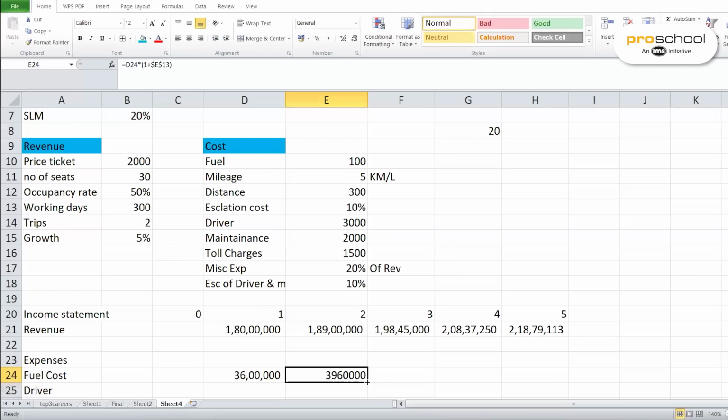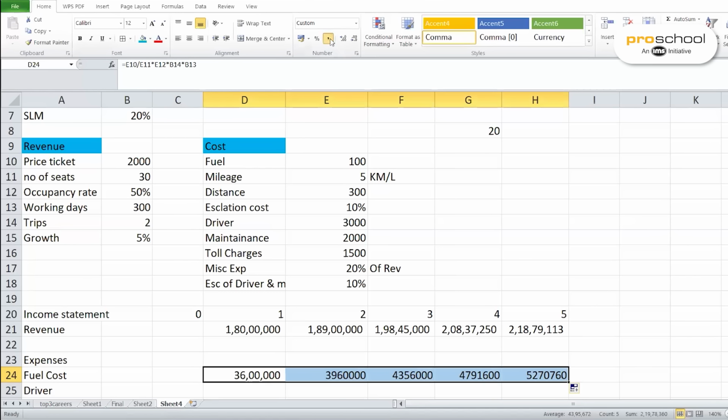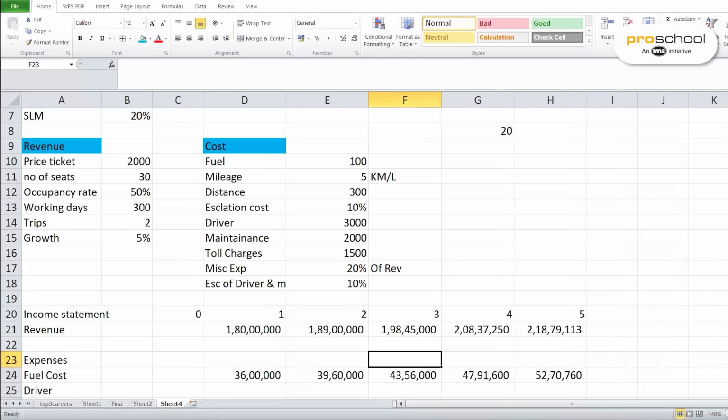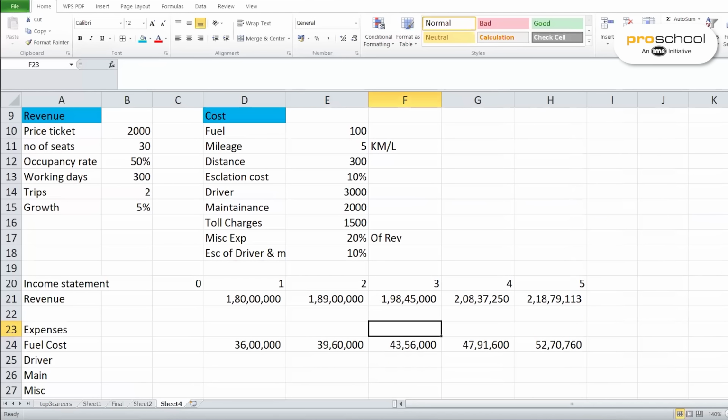So my next year cost will be 39 lakh 60,000, right? And now simply I can drag it. And if I want to use the comma over here, I can use the comma so that my figures are more reading friendly, right? So the cost of last year fuel will be 52 lakh 70,760. You can always check these formulas initially when you are building the first model and you are not very confident about Excel or how this dragging works. You can always cross check these figures on a calculator to make you more confident.